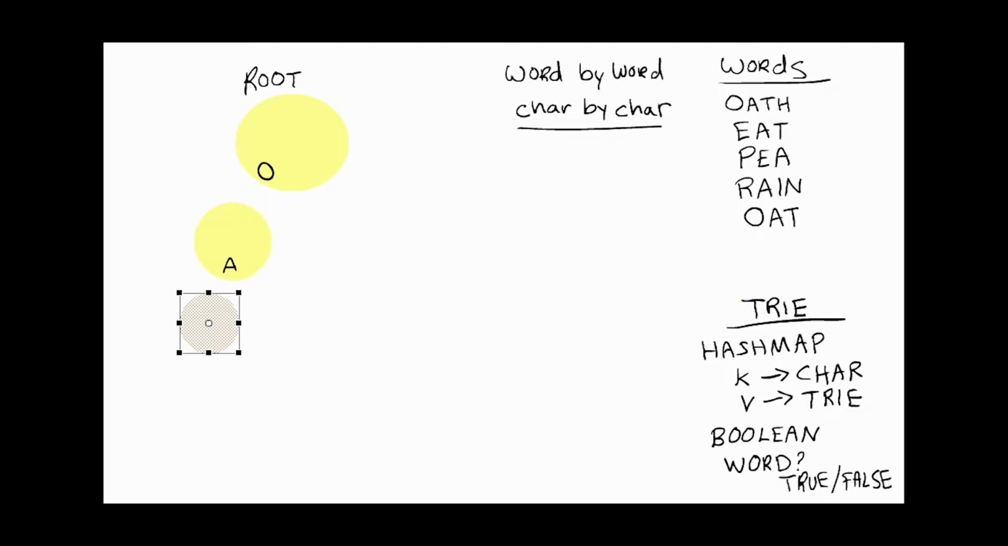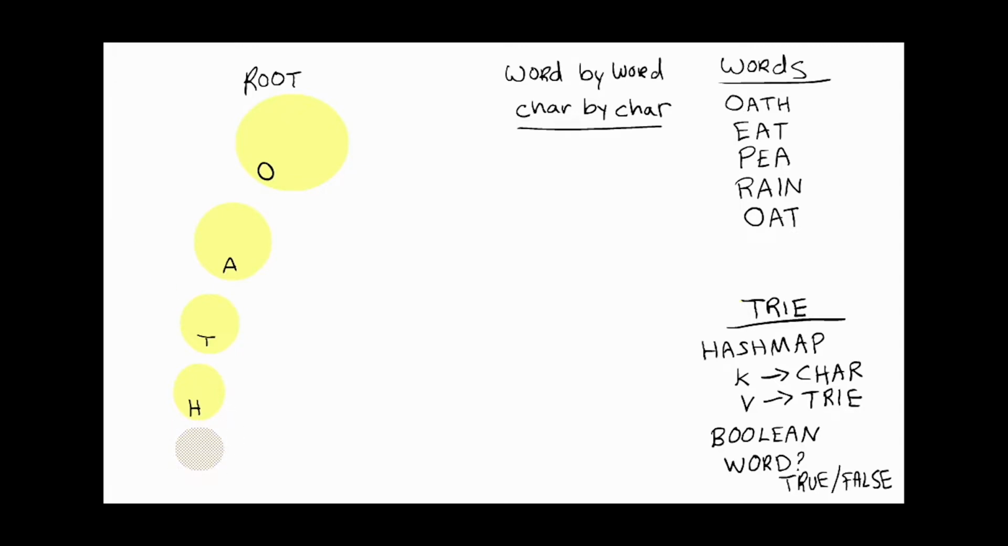Then we're on T. We'll say, does T exist in this trie? No, it doesn't. So we will make T as a key, and what will the value be? A new trie. Then this will be our current trie. We'll say here, does H exist as a key here? No, it doesn't. So we are going to add that to our trie, make a new trie, and then that will be our current trie.